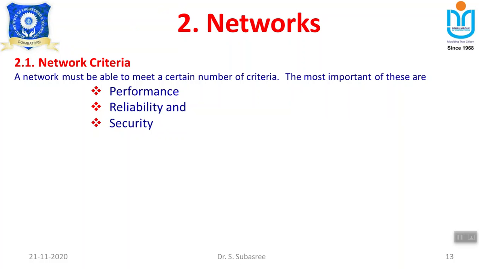Reliability is nothing but delivering the information without modifying the content of the information. Whatever information is forwarded by the sender has to be delivered as it is to the receiver. That is called reliability. And the third one is security.